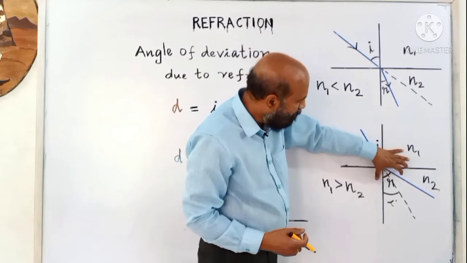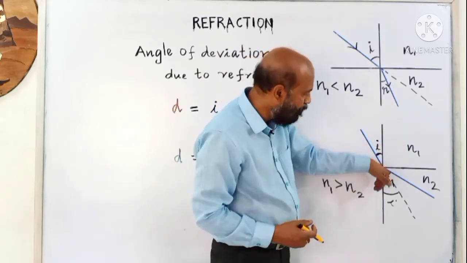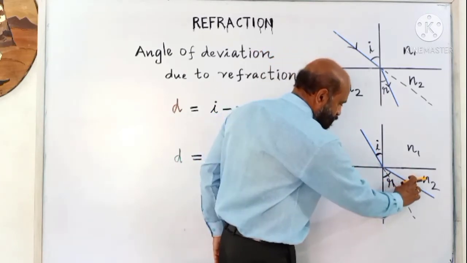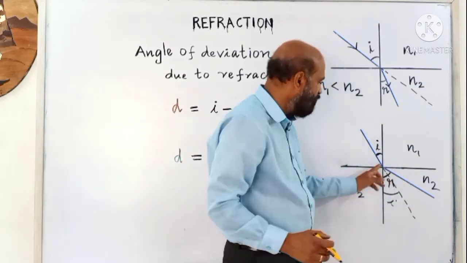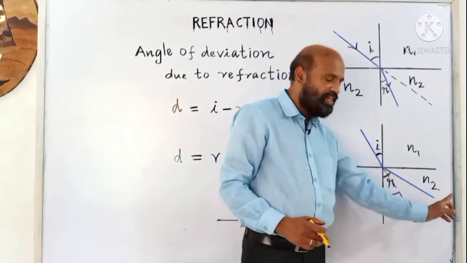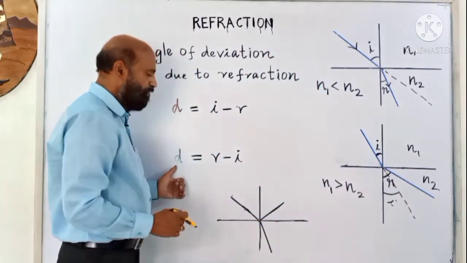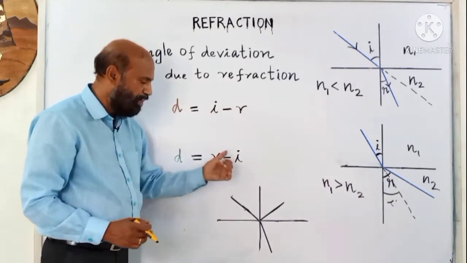In this case, n1 is greater than n2. So here you can see the angle of refraction is more than the angle of incidence. It's deviated away from the normal. So this is the angle of deviation. This is the initial direction of the light. After the refraction, light is going in this direction. So this is the angle of deviation, and it is R minus I. In the first case I minus R, now it is R minus I.